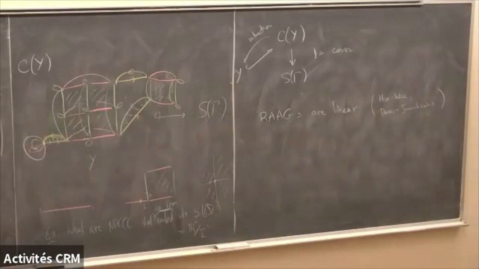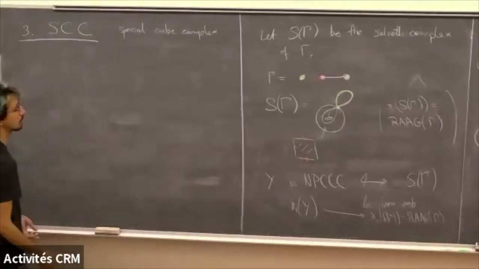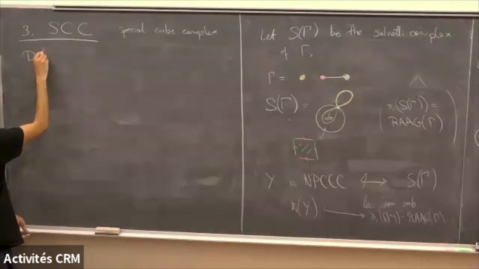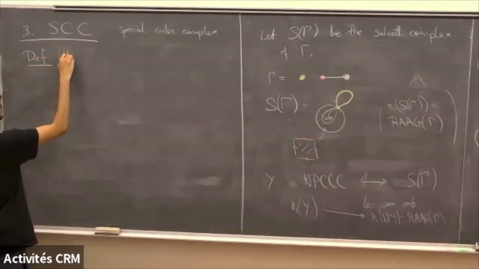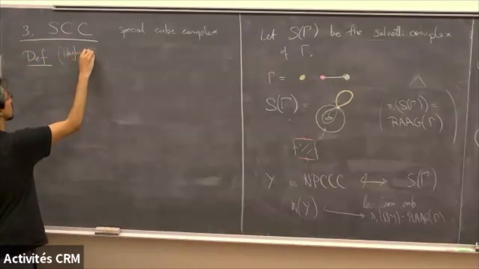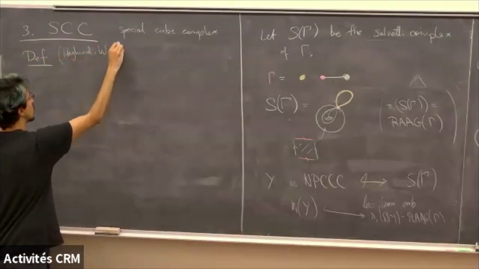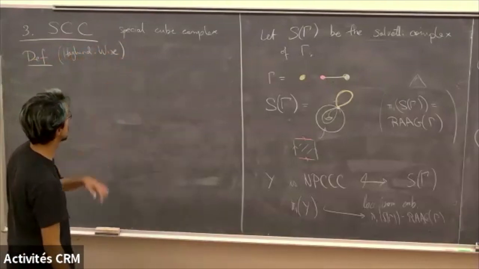So yeah, we can play this game for the Salvetti complex, but we want more than just a bunch of examples. And here's where Haglund and Wise come in with the right definition. This is Haglund and Wise. It's a definition of special cube complex.